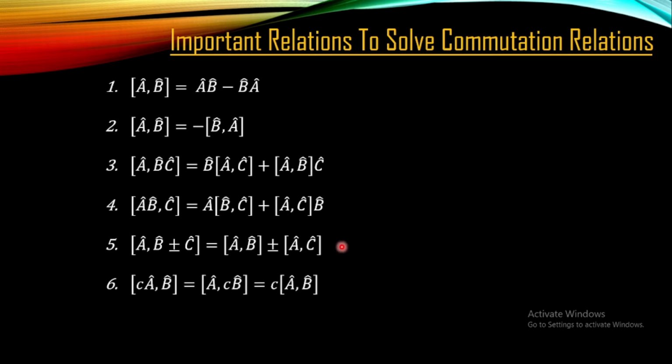Coming to the sixth formula, if we are having any constants with the operators, then how to write it? So whenever there are constants, the places can be interchanged. That is, if we are having inner product of C A cap and B cap, then we can write it as inner product of A cap with C into B cap, or else the constant can be taken outside the inner product because it is just going to multiply with the answer whatever you get when you use formula number 1, and that will be equal to C into inner product of A cap and B cap.